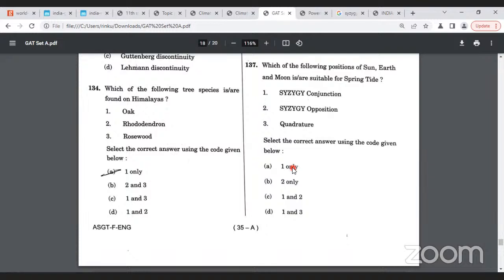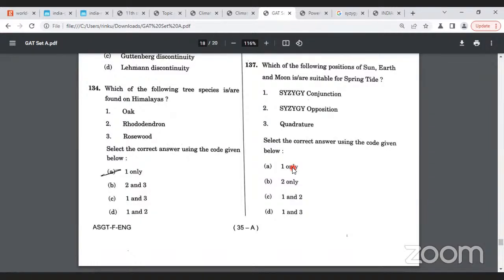Oak is a tree of temperate deciduous vegetation, so you get that kind of vegetation also. Rhododendron is also in the more upper reaches. So in the lower reaches you will find oak. In the upper reaches you will find rhododendron. Rosewood is probably not a tree you would encounter there, and you should be aware of the options also. You don't find an option saying 1, 2, and 3.